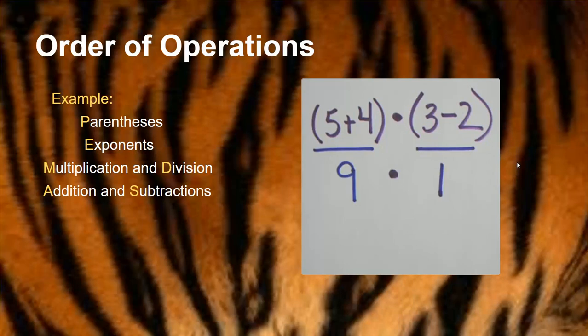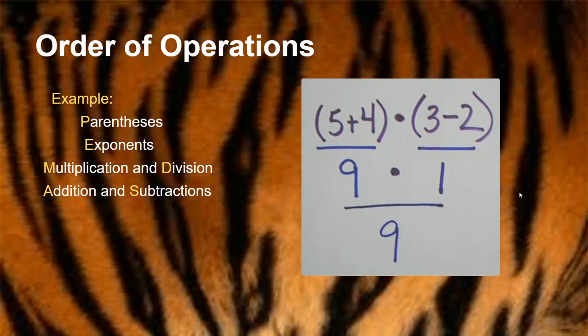5 plus 4 is 9. 3 minus 2 is 1. Once we have everything inside the parentheses done, we don't need the parentheses anymore, and you just have 9 times 1, which of course is 9.